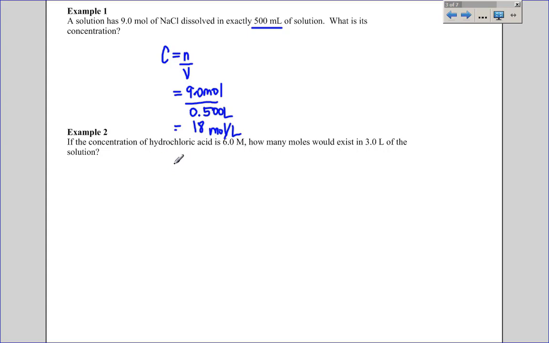In example 2, the concentration of a hydrochloric acid solution is 6 molar. How many moles would exist in 3 liters of the solution? So this simply requires us to rearrange the formula. We want to know the moles this time. So moles is equal to C times V. Our concentration is 6 and our volume is 3, already in liters, so we don't need to do a unit conversion in this case. And we find that we have 18 moles. And again, we've got 2 significant digits.